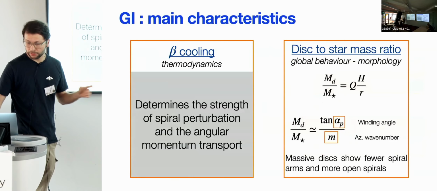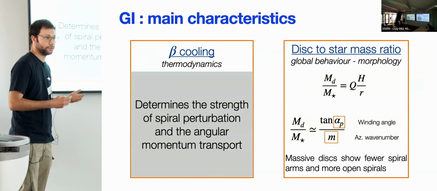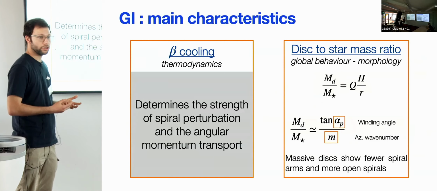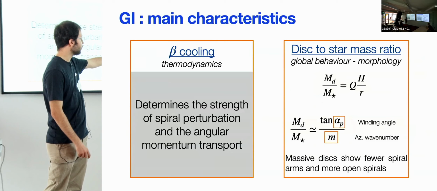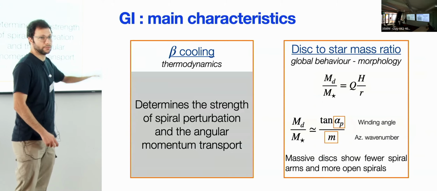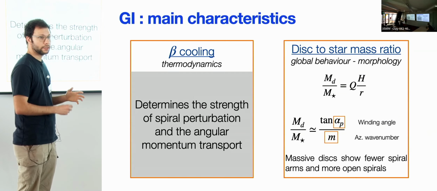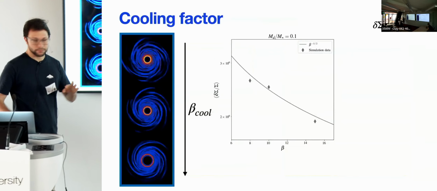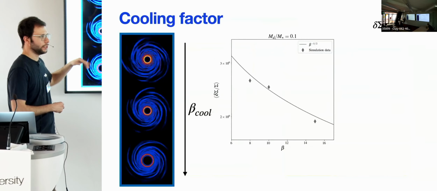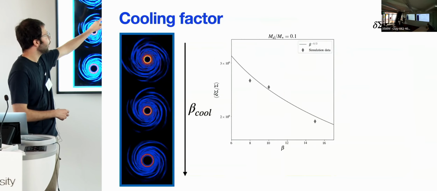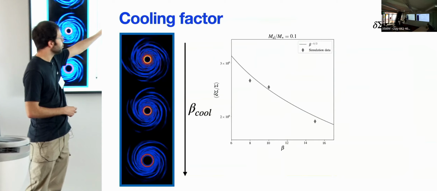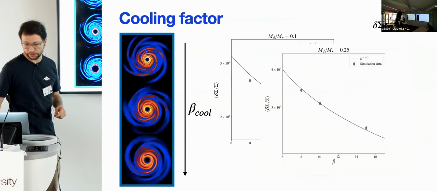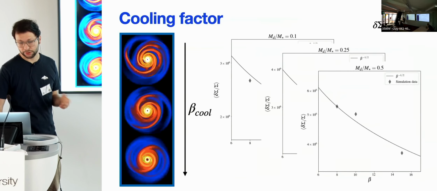And the second important parameter when we perform numerical simulations is the disk to star mass ratio, and it determines the morphology of the spiral. So the disk to star mass ratio is related to the winding angle and the azimuthal wave number of the spiral. And in particular, massive disks show fewer spiral arms and more open spirals. And so the relationship I've explained to you before can be obtained by simulations. So this is how the amplitude of spiral perturbation scales with the cooling factor. And we see that the relationship we expect is retrieved for different disk to star mass ratios.